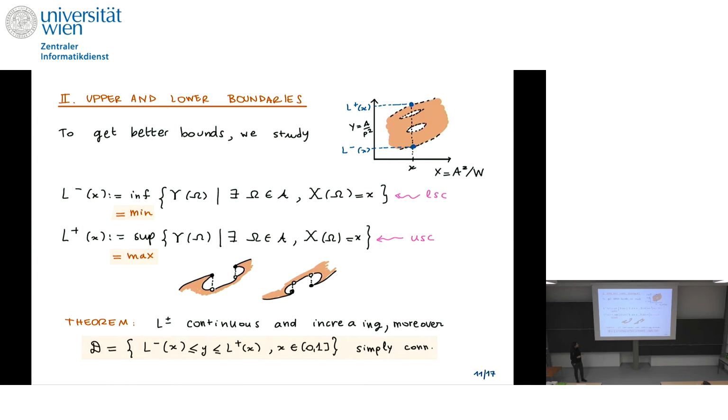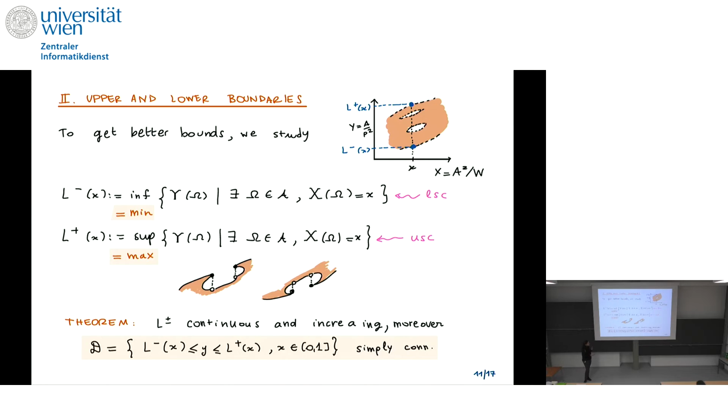Well, what we prove is that this does not occur, and the two functions are actually continuous and increasing. Moreover, and here is the main result, the diagram is completely described, in some sense, by the two functions L minus and L plus. So it is the region between these two functions, which go from 0 to 1. Both of them go from 0 to 1 in an increasing way. In particular, the diagram is simply connected.